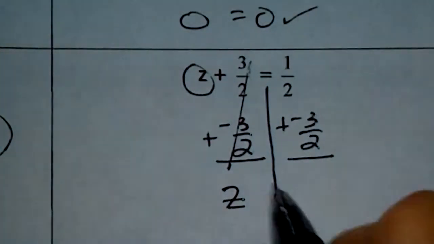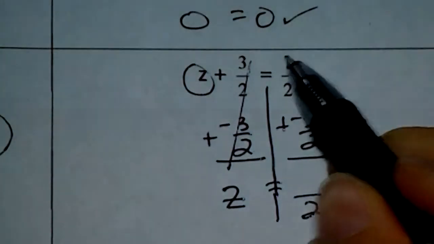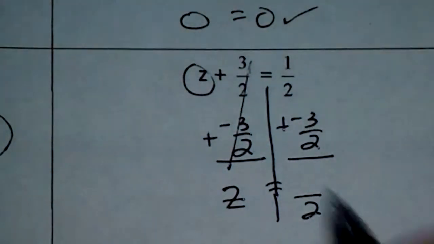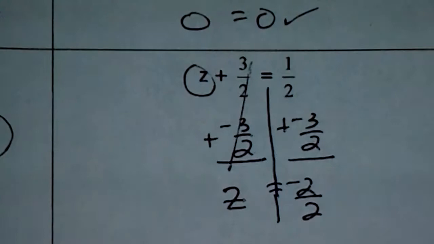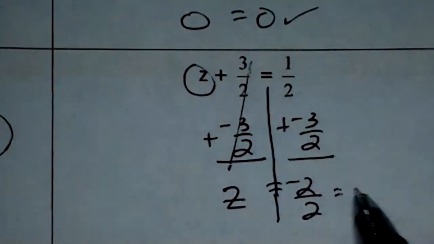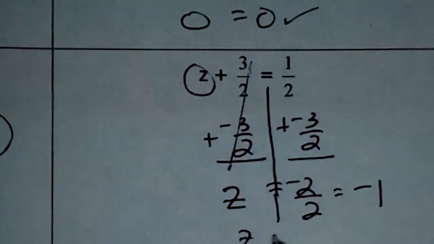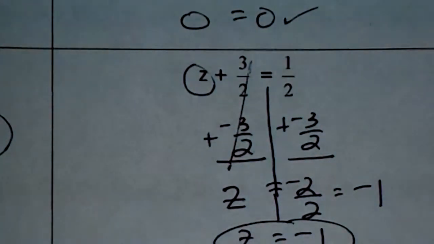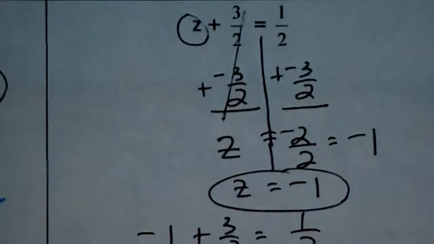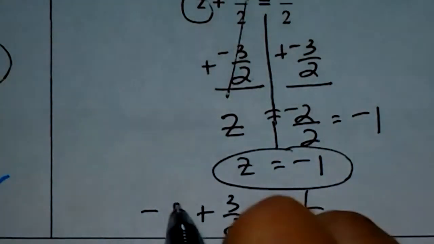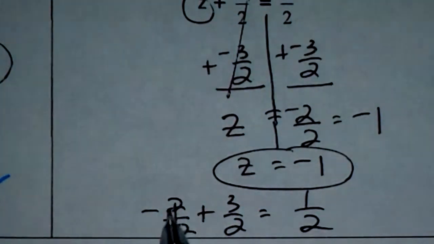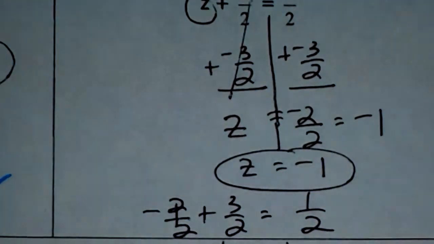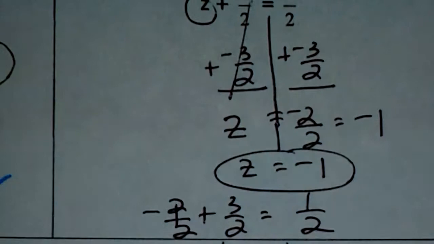Now I need to take 1/2 plus negative 3/2. And I already have a like denominator, so I'm going to bring that down. 1 plus negative 3 is negative 2. That can be simplified, right? Negative 2 divided by 2 is negative 1. So Z equals negative 1. I would check this the same way. You just take negative 1 plus 3/2 and see if that's equal to 1/2. And we just said negative 1 is the same as negative 2 over 2, right? Well, negative 2 plus 3 is 1. Bring over your 2, and 1/2 does equal 1/2. So we know that that's right.